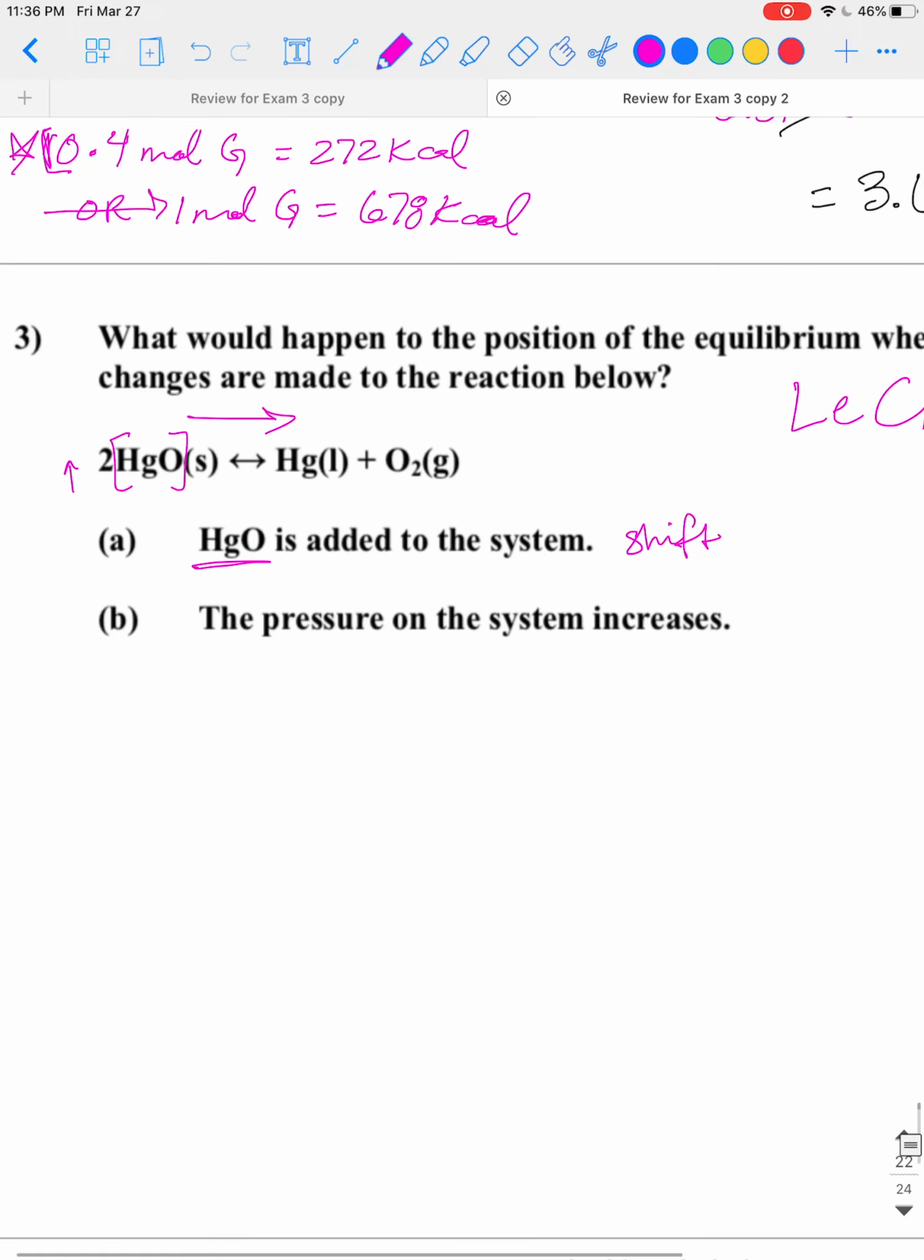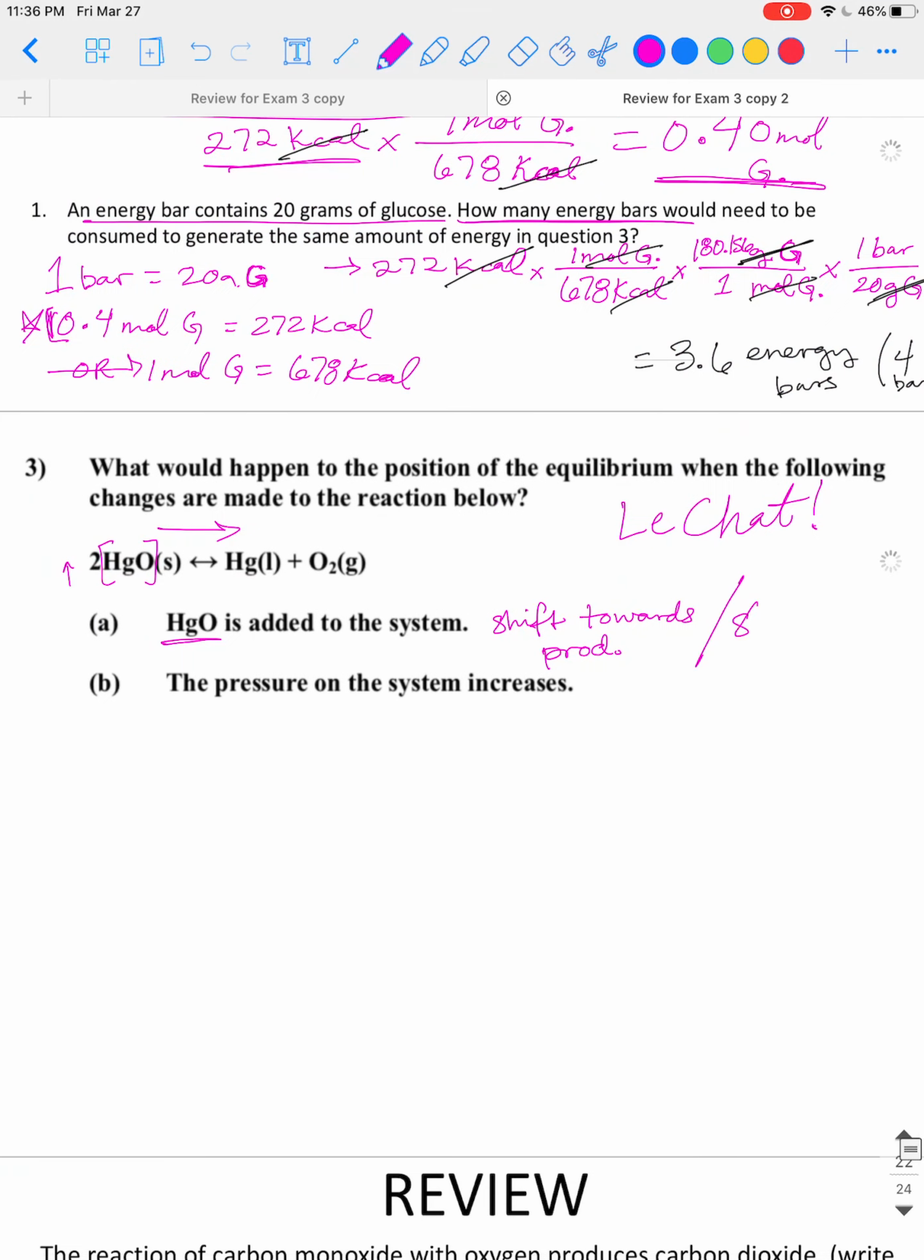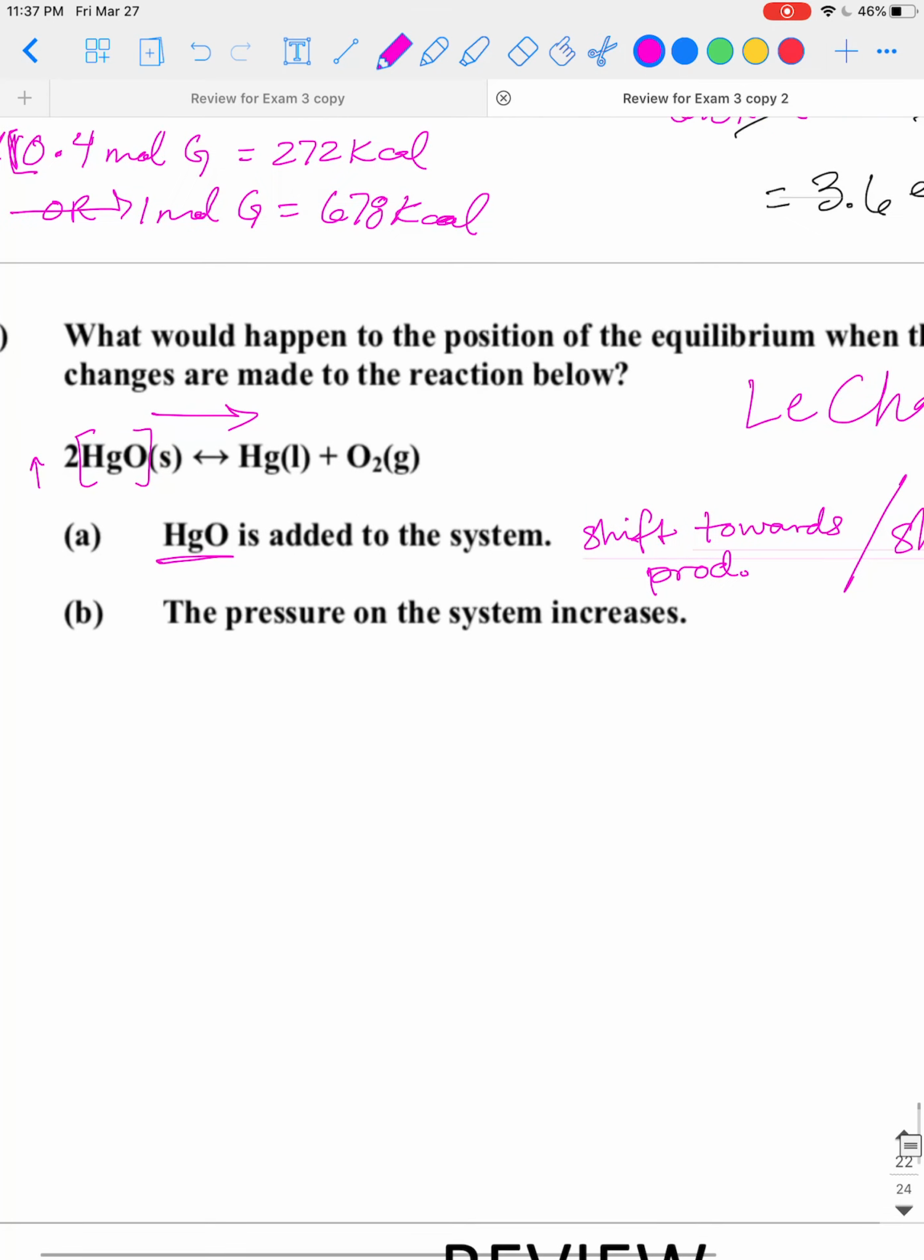So it will shift, you can say, towards products, or you can say shift right. Okay. Scenario B, what happens? Well, let me erase first. Done with A.